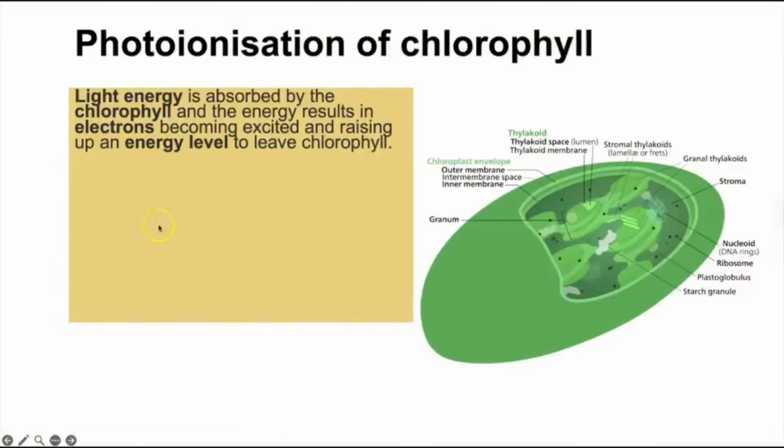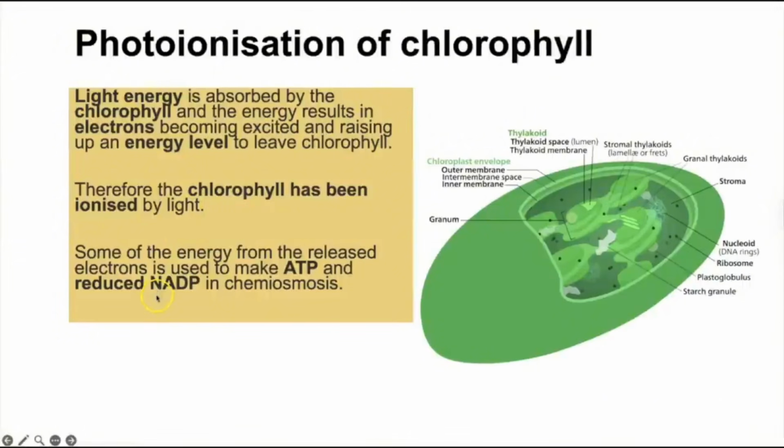Photoionization of chlorophyll. This is when light energy, again, so photo meaning light, energy is absorbed by the chlorophyll, and that energy causes an electron to be released, so it's been ionized. But they are really specific with the terminology you use for this. So you'd have to say the light energy is absorbed by the chlorophyll. That's usually 1 mark. Then it's saying what that light energy does. So it results in the electrons becoming excited and raising up an energy level. That is the language they put in the mark scheme: excited and raising up an energy level. And that causes the electrons to be released, and therefore chlorophyll has been ionized.